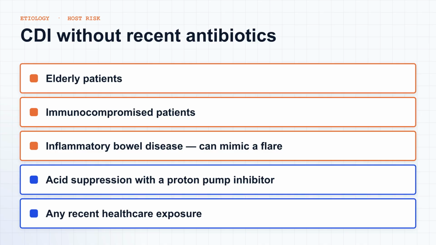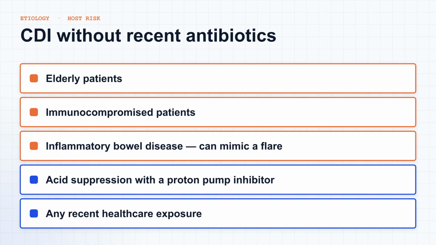Some patients develop C. difficile with no recent antibiotics at all. 3 groups stand out: the elderly, the immunocompromised, and patients with inflammatory bowel disease. In inflammatory bowel disease, this gets tricky. A C. difficile infection can look exactly like a disease flare. So test before you escalate immunosuppression. 2 more contributors: acid suppression with proton pump inhibitors, and any recent healthcare exposure.